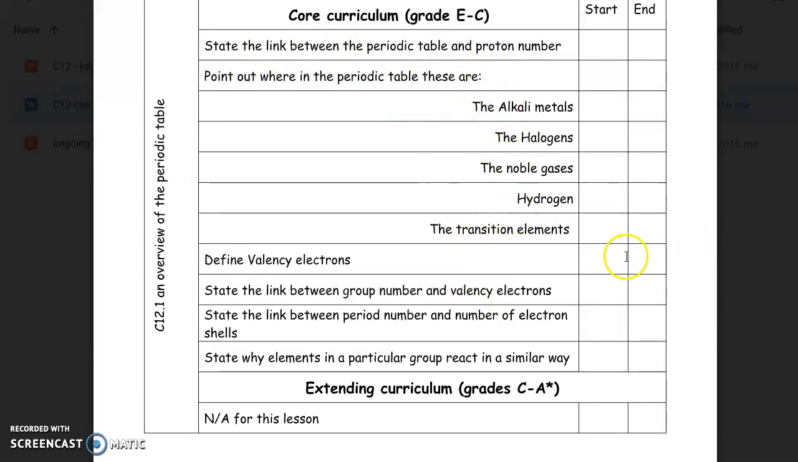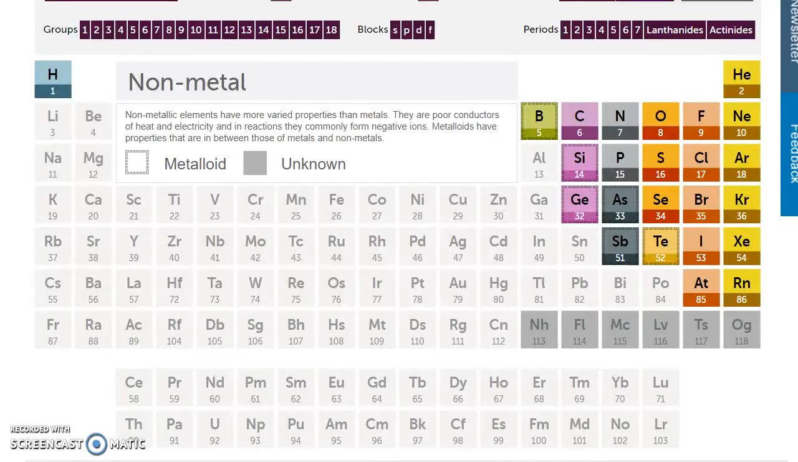They will assume that you know that the group 1s are called the alkali metals, the group 7s are the halogens, the group 0s or the group 8s are the noble gases. You need to know about hydrogen, and you need to know about the transition elements, okay, and where they are. So let's just have another quick recap on that.